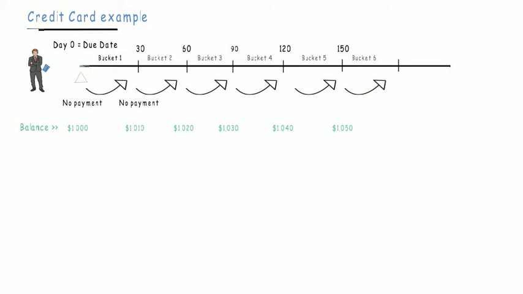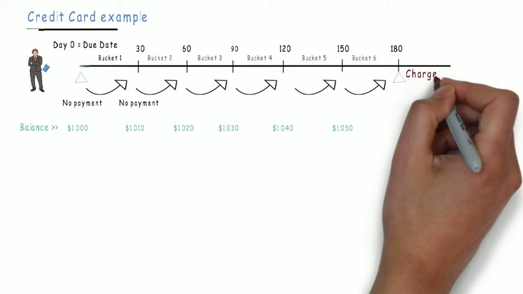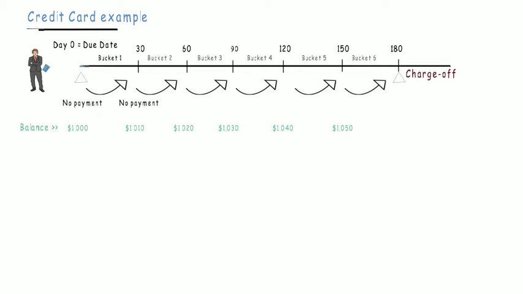If the customer is in bucket 6 and hits 180 days past due, the outstanding balance on the credit card is charged off. In our example, that is $1,060 will be treated as a loss for the bank. This becomes part of gross contractual losses.